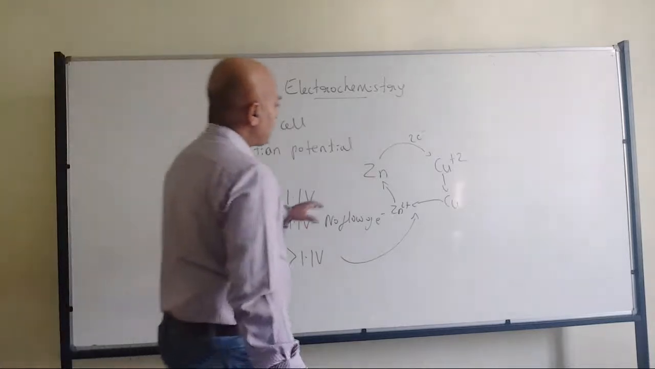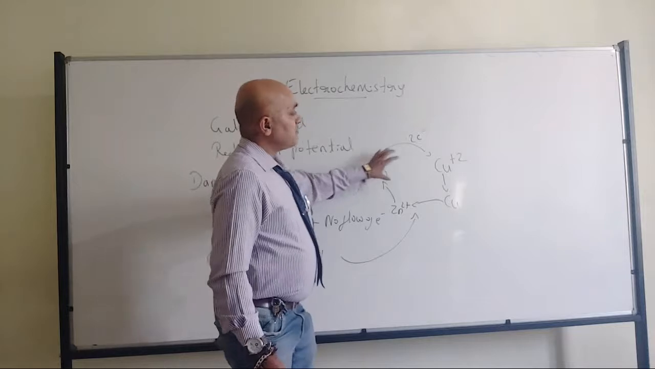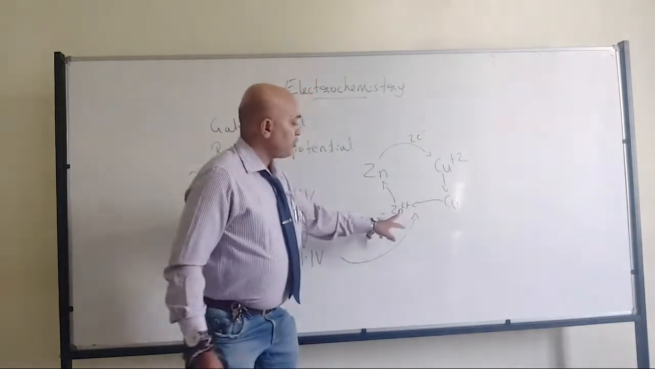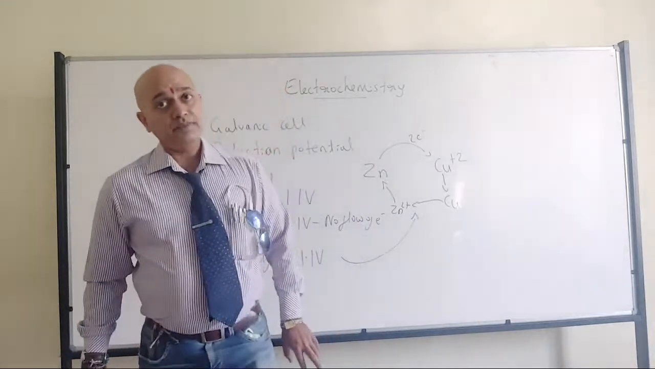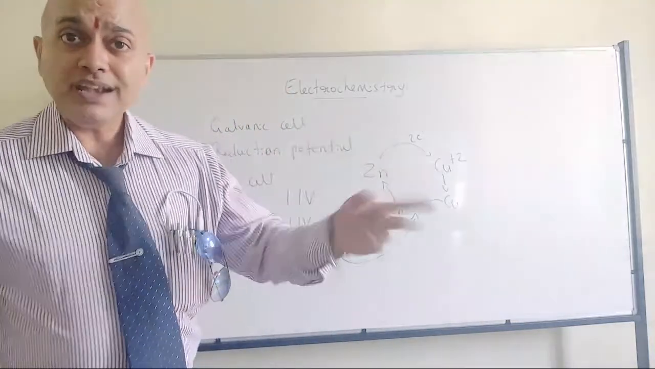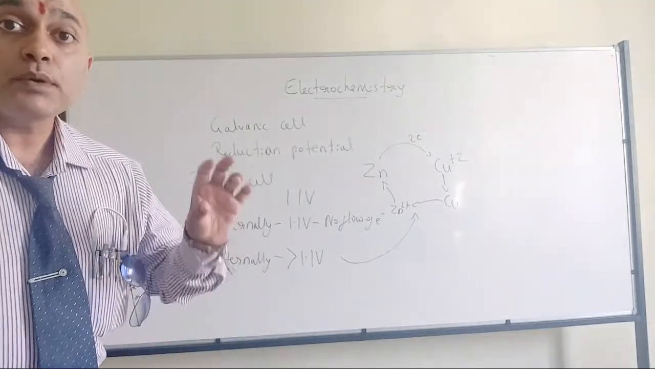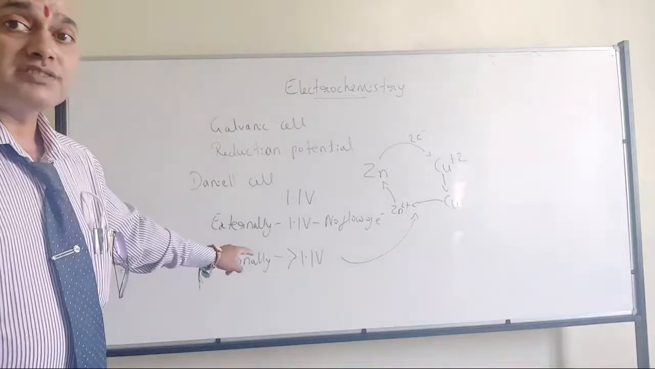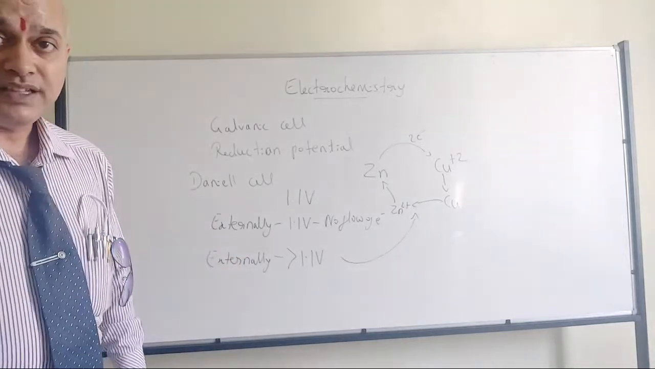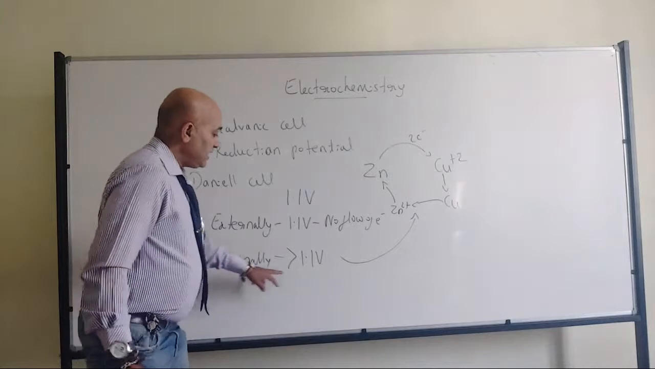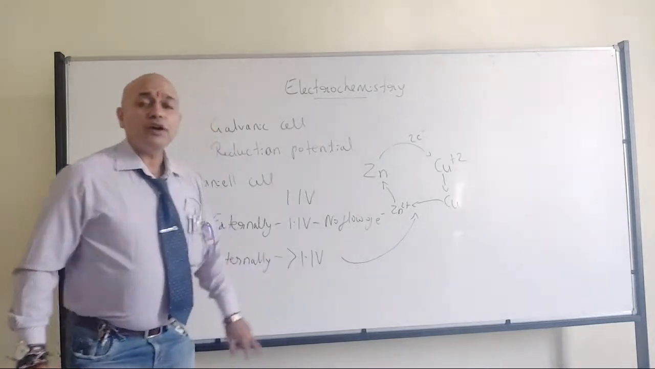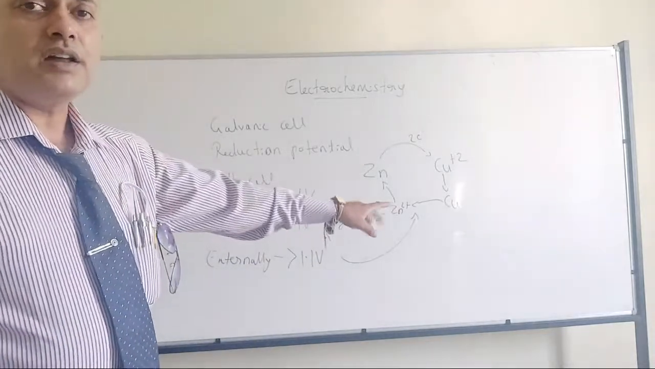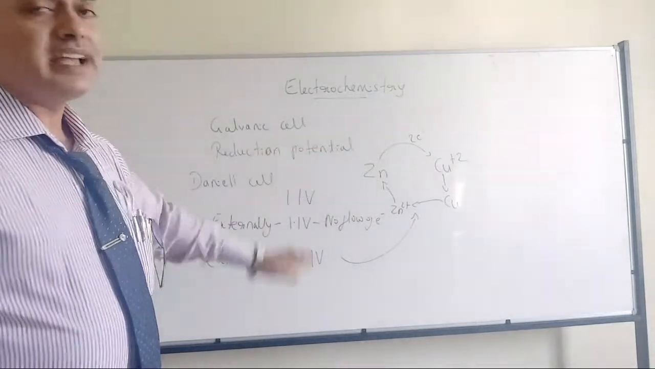Otherwise, under normal scenario, zinc is the one which is going to donate the electron to the cupric ion, but copper will not donate the electron to zinc ion. Now, copper can donate the electron to zinc ion when you provide the condition. So what is that condition? That condition is when you supply externally a voltage greater than 1.1 voltage, then yes, there will be flow of electron from copper side to zinc ion.